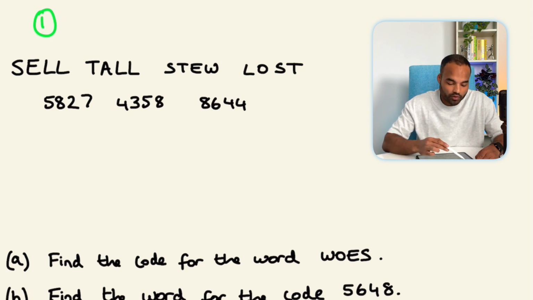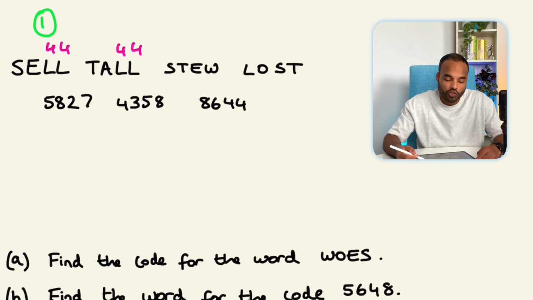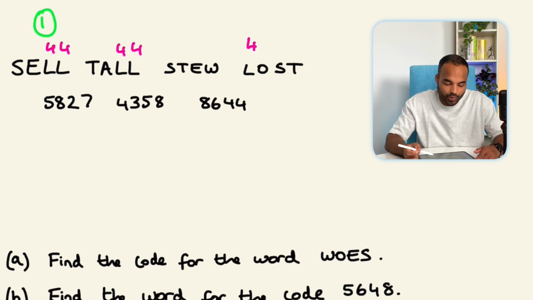So you might want to just, on top of the words, write down, okay, L is 4, that's 4, that's 4, that's 4. Okay, do we have any other words that contain an L? We do. We have lost. So lost begins with a 4. Let's now have a scan through and see, do we have any number codes that start with a 4? Yes, we do. We have 4358. So 4358 has to be for lost.